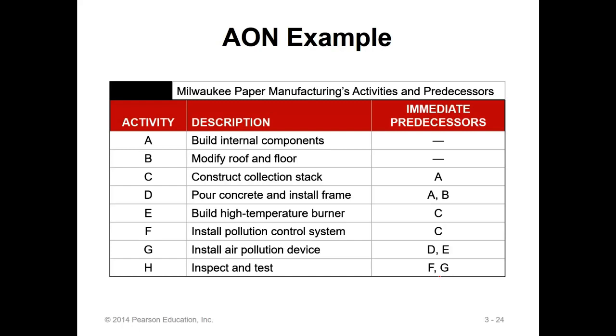So the first one is build internal components, then modify the roof and the floor. C is construct the collection stack. And D is pour concrete and install the frame. E, build a high temperature burner, and then install the pollution control equipment. After that, they need to install the air pollution device. And in the end, it is inspection and test, run the equipment to finish the project.